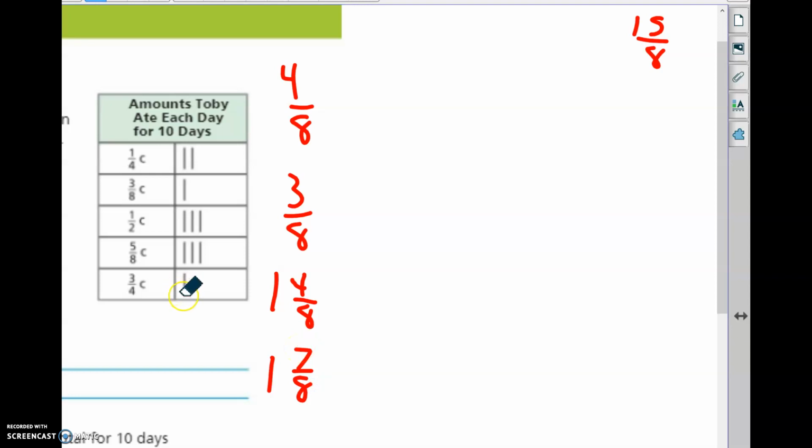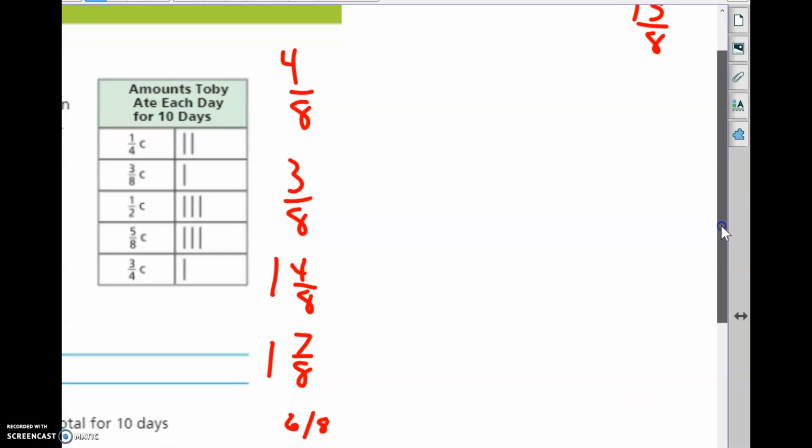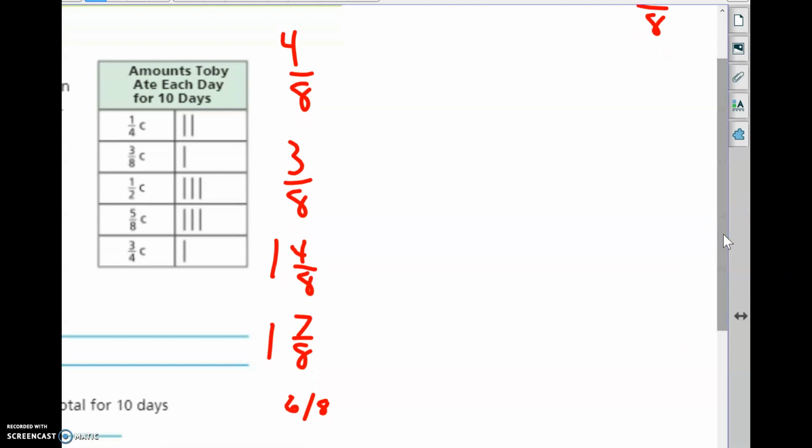And then the last number I have is 3/4, which is going to be the same as 6/8. And you know I'm running out of room here. Hopefully you can see that. Here, I can scroll down a little bit maybe. There you go. So I would like for you to add that up and see what you get. I'm going to wait for a few seconds and then I'll tell you what I got.